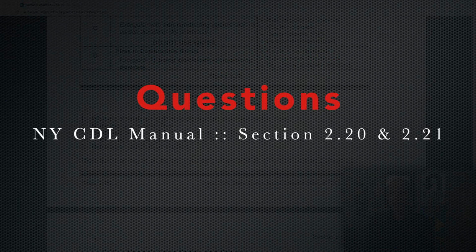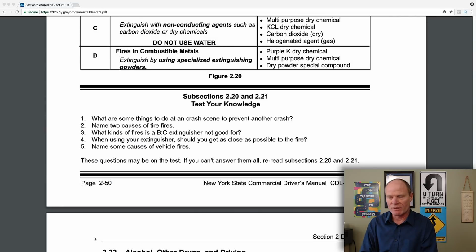Okay, what are some things to do at a crash scene to prevent another crash? Make sure that your vehicle and the area are protected, so that other traffic doesn't run into you. That's one of the things you want to do. Then you want to notify authorities, and then the last thing is you want to attend to people and try and administer first aid. And for those of you being commercial drivers, you do want to take a first aid course. It's really a good thing to have under your belt.